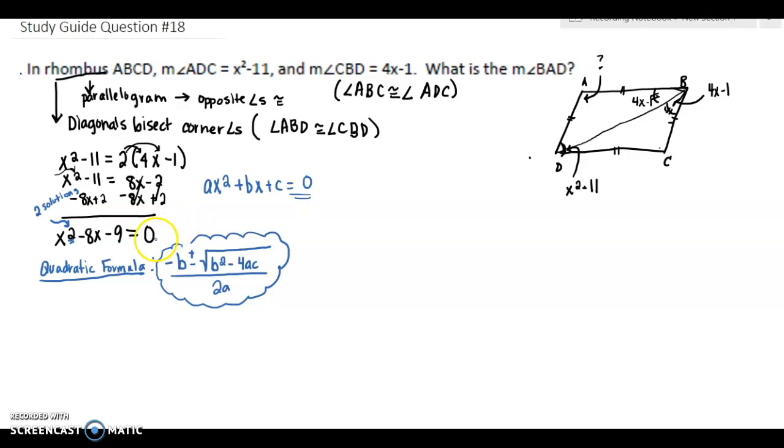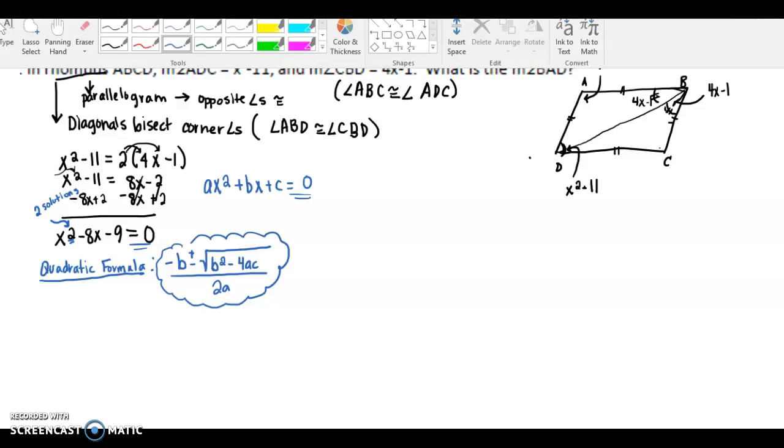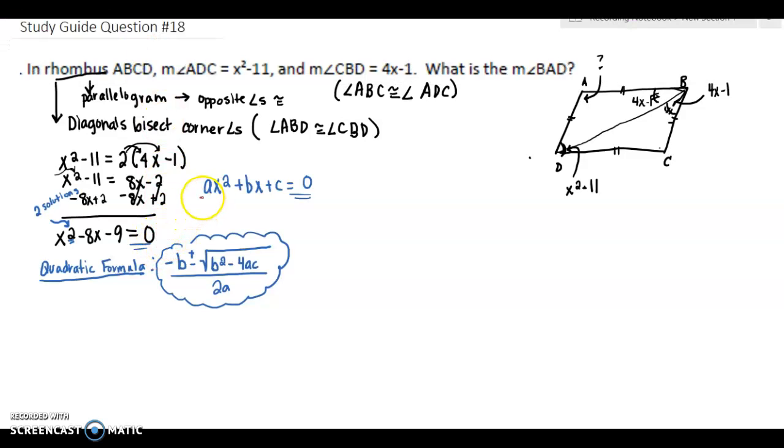Notice it has to be equal to 0, and we do have it equal to 0. My a is the number in front of my x squared. I don't have a number in front of the x squared, so I'm just multiplying it by 1, so think of it as a 1. In this equation, my a is 1. My b is the number in front of the x, and don't forget this negative, so my b is negative 8. My c is the number that stands alone, and don't forget the negative again, so my c is negative 9.